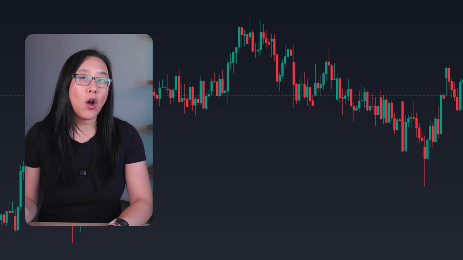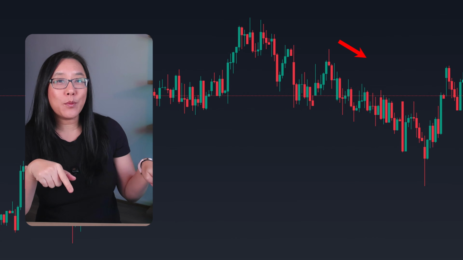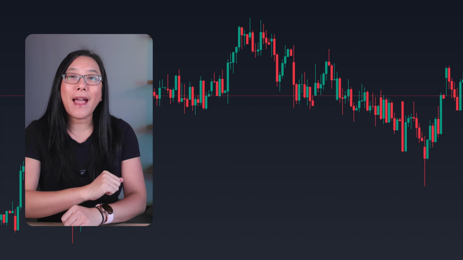I entered a long trade right at the top of this chart. Price then went downwards, but I managed to exit with a $1,000 profit while risking $1,000. What? That doesn't make any sense at all. Today I'll be walking through the technique I've been using for the past 3 years that I don't really talk about much on my channel.